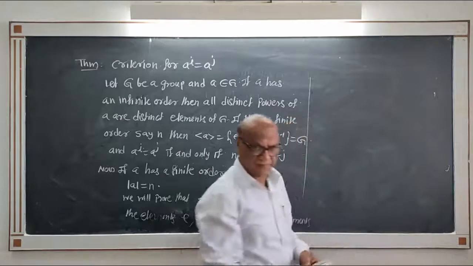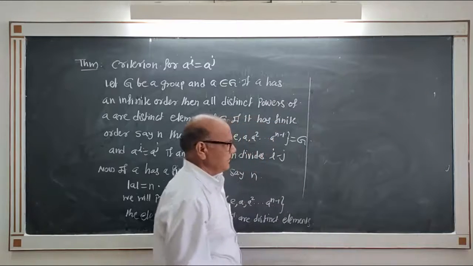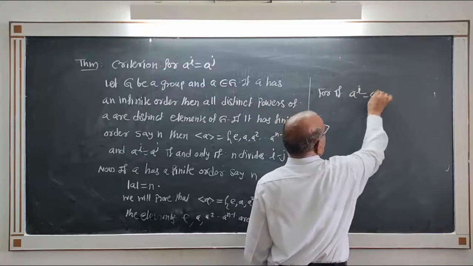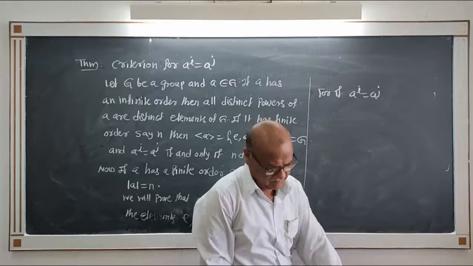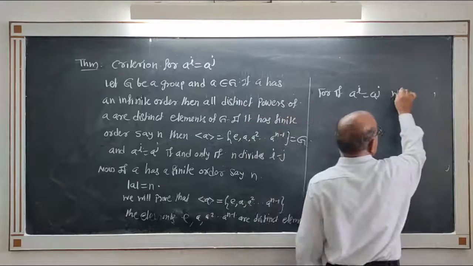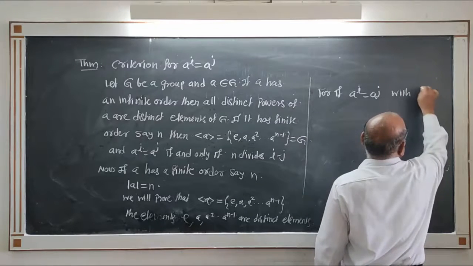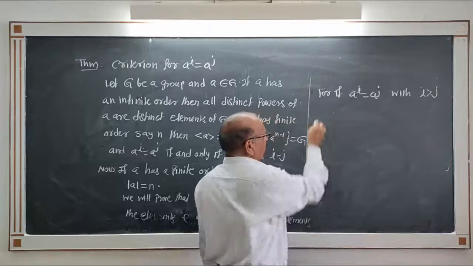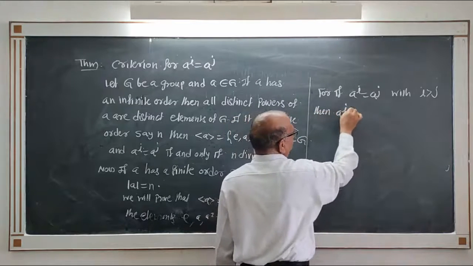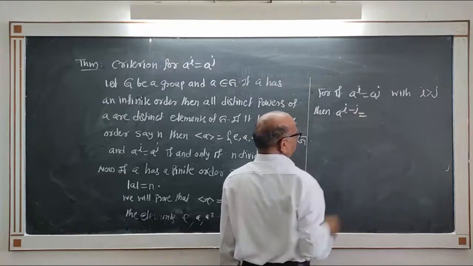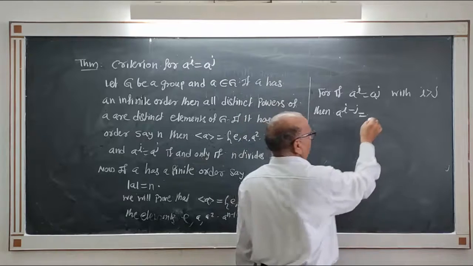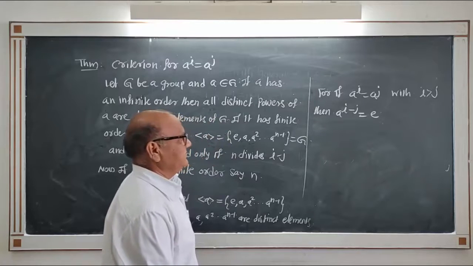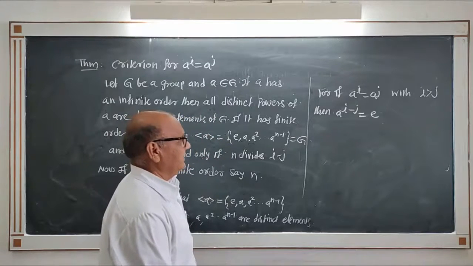Now, if A raised to I is equal to A raised to J, with I greater than J, then A raised to I minus J is equal to the identity.